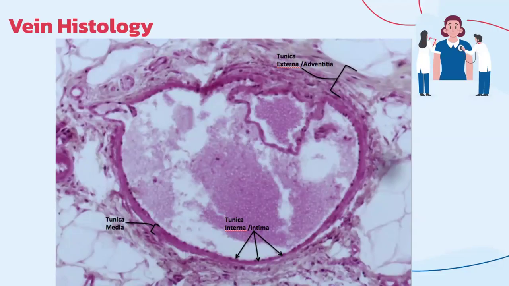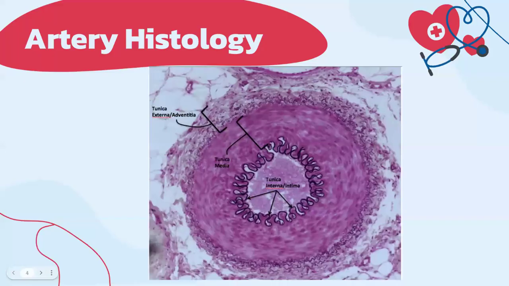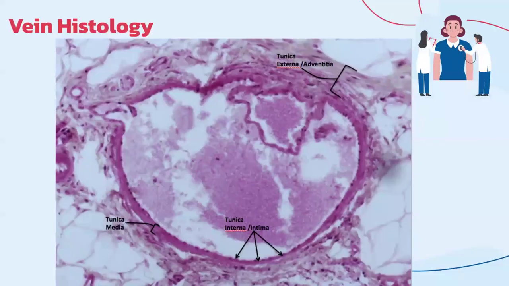So, if you ever get asked on a test how you can tell the difference between veins and arteries: veins are more smushed and they have a thinner tunica media, aka less smooth muscle tissue, while an artery is a little bit more round with a thicker tunica media.